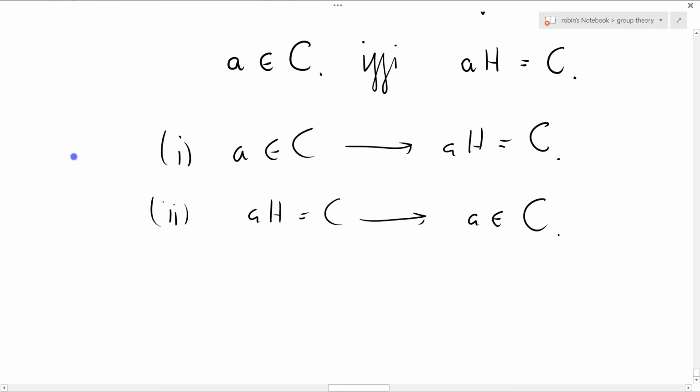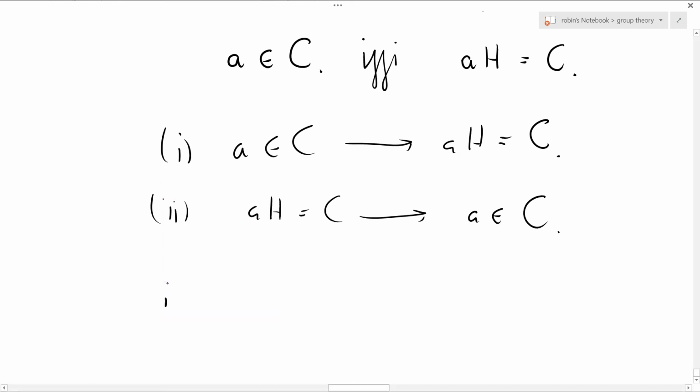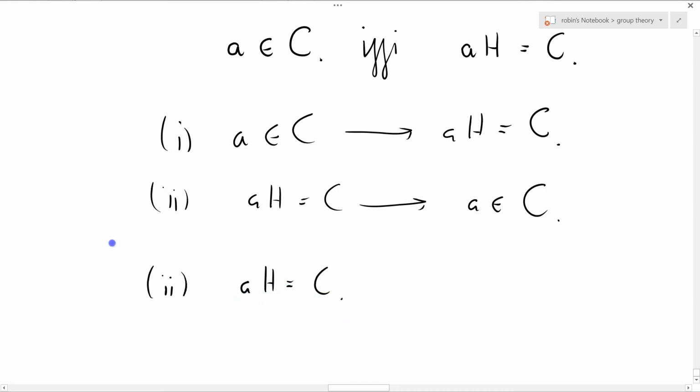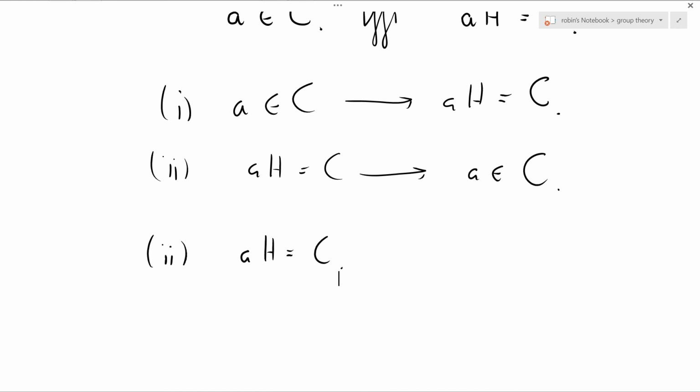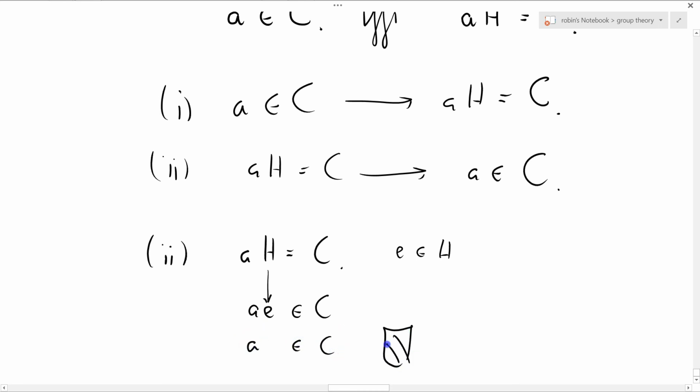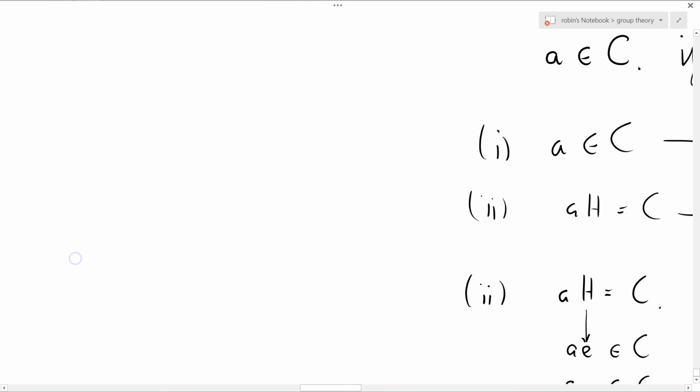Okay, so let's just try one first. Actually, I'm going to try two first. I think two might be a bit easier to prove. So I know that AH equals C. So of course, well, the identity is a member of H. So that tells me that AE is a member of C because I'm just choosing that member of H. And so that tells me that A is a member of C. QED. There we go. So that's number two done. Should have written these in the other way around, I guess.